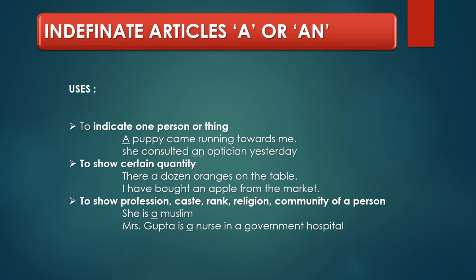To show profession, caste, rank, religion, community of a person. She is a Muslim. It is showing a caste, so we will use a. He is a Hindu person who has come to me. Mrs. Gupta is a nurse in a government hospital. He wants to be a scientist. He is a scientist. He is an engineer. So when we are declaring someone's profession, we will use a or an.